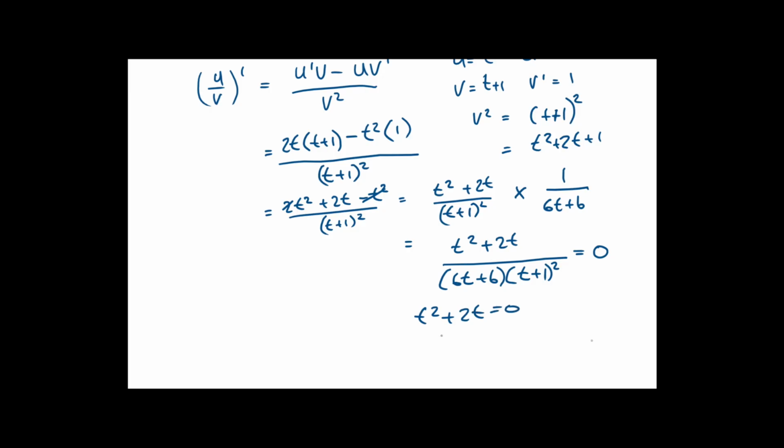Aha. Let's factorize that, bring the t out. t(t plus 2) equals 0. So t must be equal to 0 or negative 2. And t equals 0 is the only one that was around before, so that's our final answer.